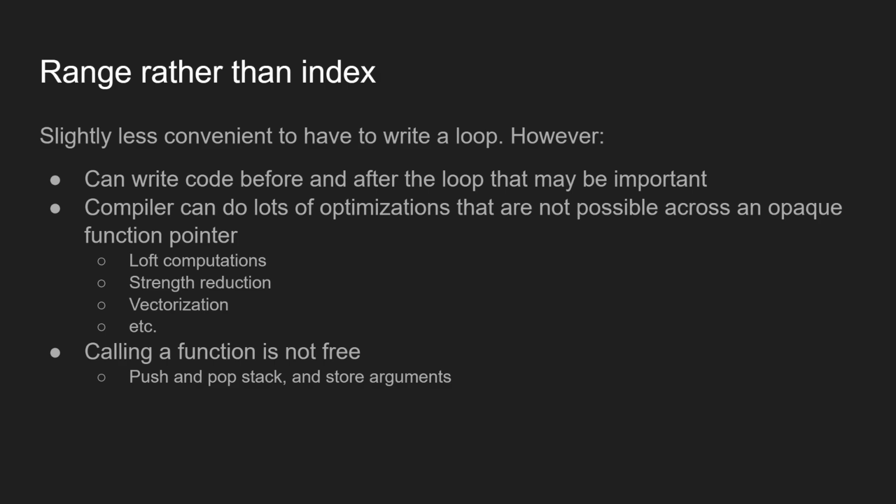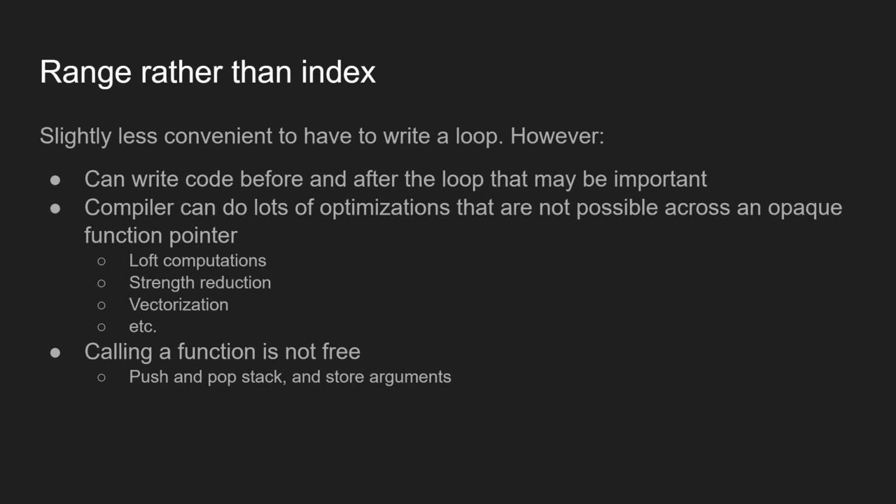Another difference between my library and other parallel libraries like PPL is how the indices are passed to the callback function. In most libraries, the callback function takes an index. In mine, the callback takes a range. This is important because it allows you to write setup and teardown code before and after the loop, which may be important. It also allows the compiler to do a lot of optimizations over a loop, which wouldn't be possible through an opaque function pointer.